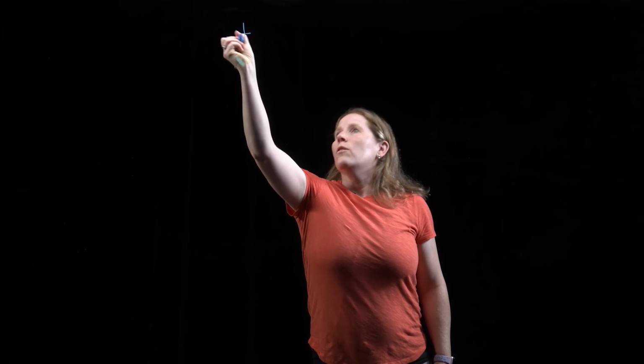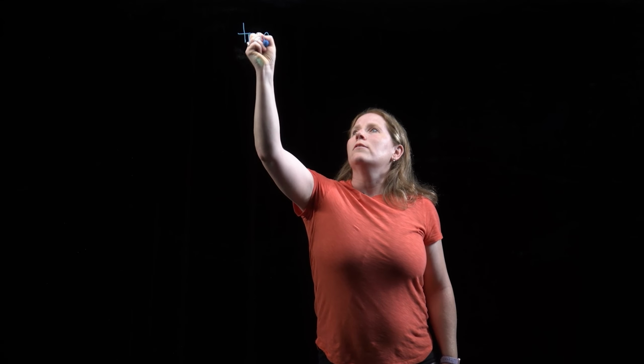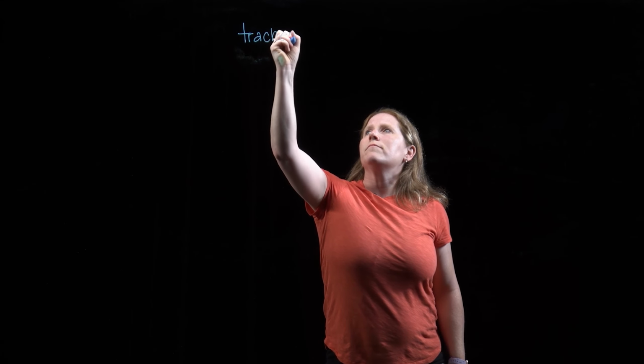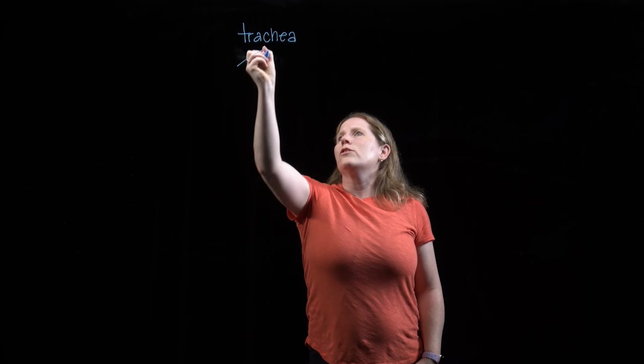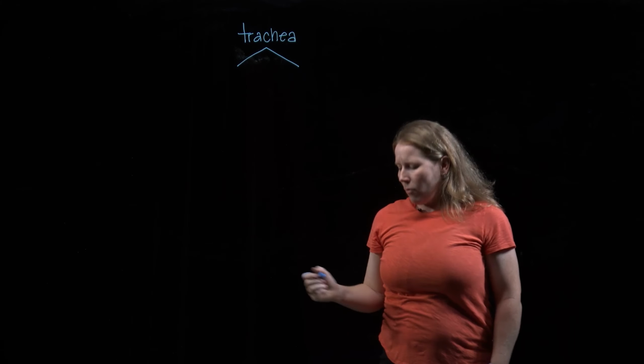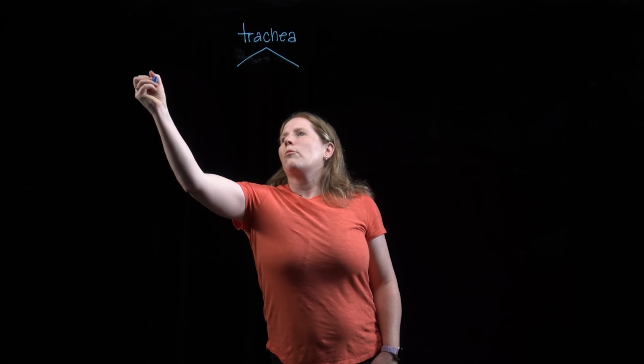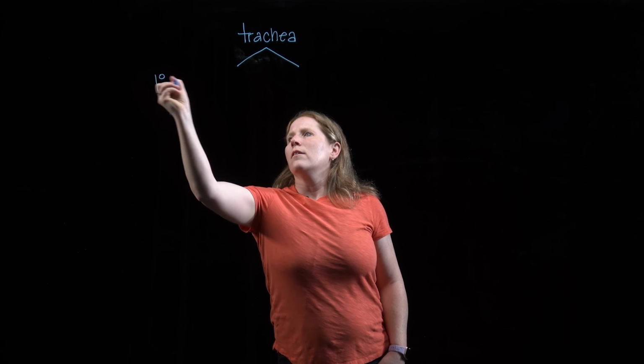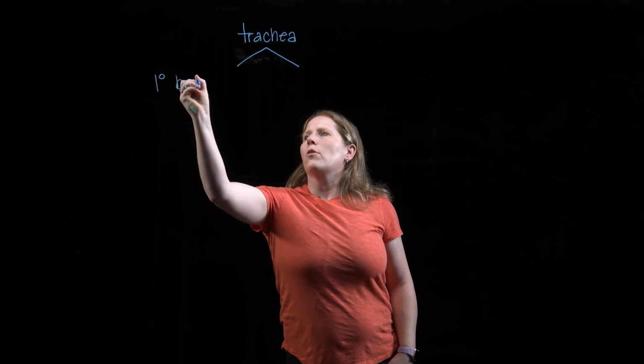So in this video, we're going to draw a flow chart of the tracheobronchial tree. We're going to start up at the top with the trachea itself. And we know the trachea is going to split into our primary bronchi.